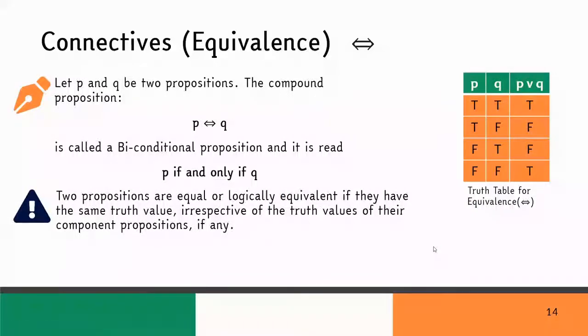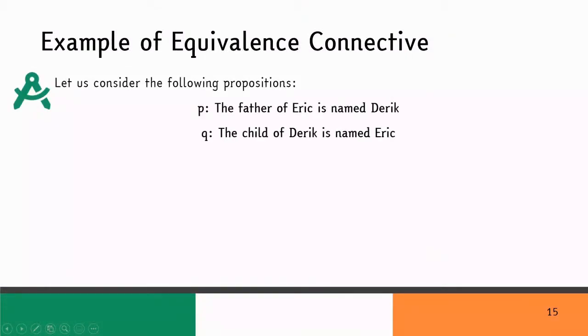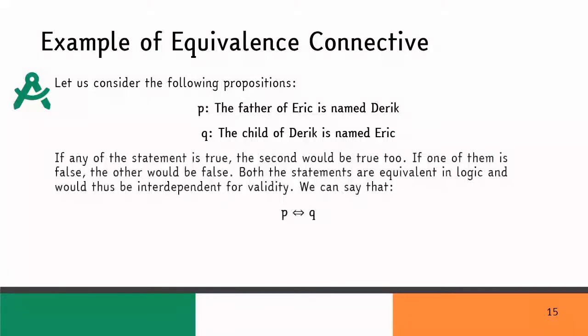Let us take an example. Considering two propositions, proposition P means the father of Eric is named Derek and proposition Q means the child of Derek is named Eric. We can say that P is equivalent to Q since both statements mean the same. The father's name is Derek and the child's name is Eric. If either of the statements is false, the other must be false. If both have different truth values, the equivalence connective results in a false truth value.